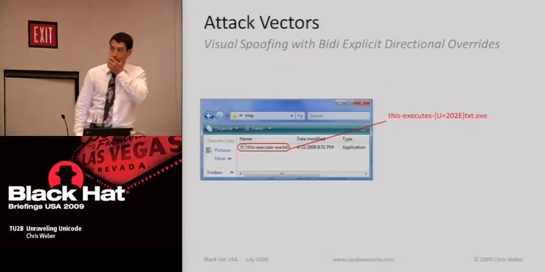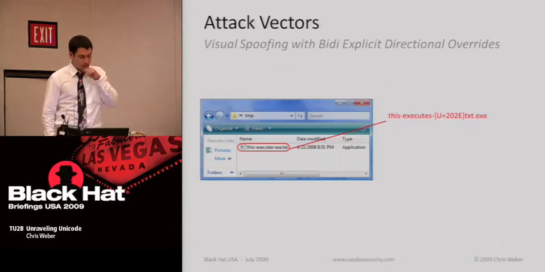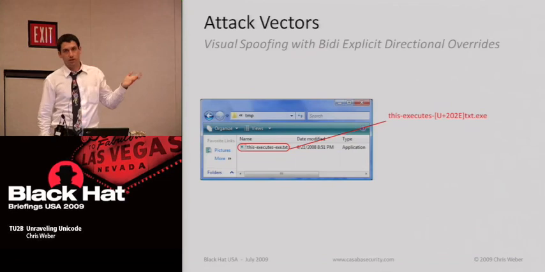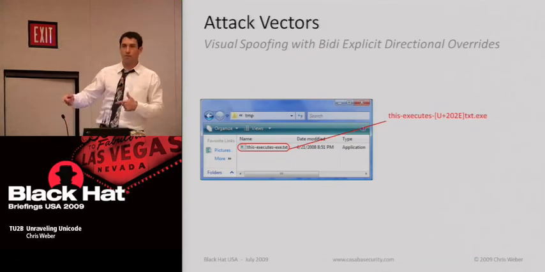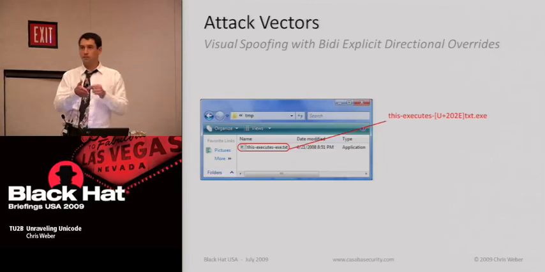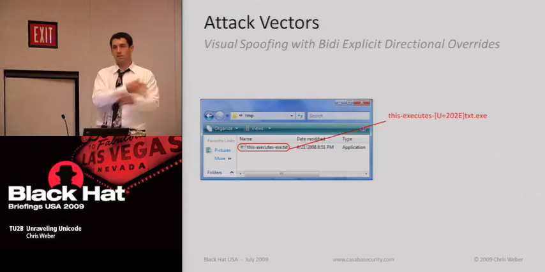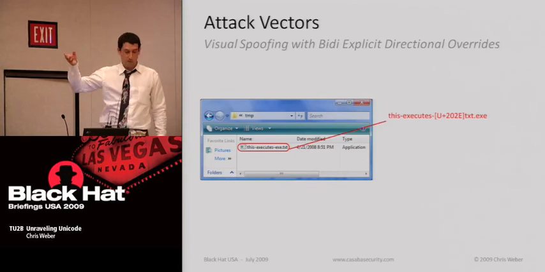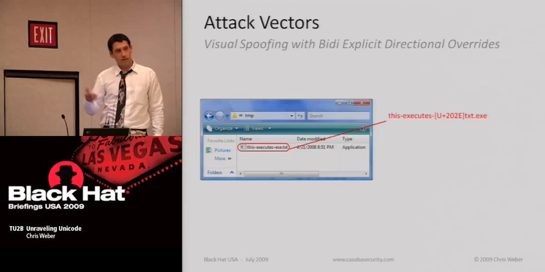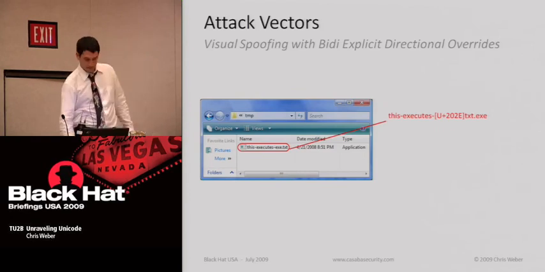Here's another example, using BIDI. BIDI is the bidirectional algorithm. It's what tells text to flip from right to left or left to right. There are override characters in Unicode, which are really cool, because you can stick them into the middle of a text stream, and the text will flip from that point on. So right here you have a file that looks like it ends in a .txt extension when it really ends in a .exe extension.